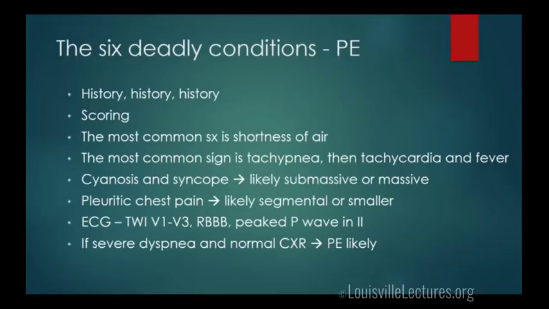Cyanosis and syncope tend to signal either a massive or submassive PE. Pleuritic chest pain tends to be subsegmental or smaller. Here are some of the EKG things you can look for.